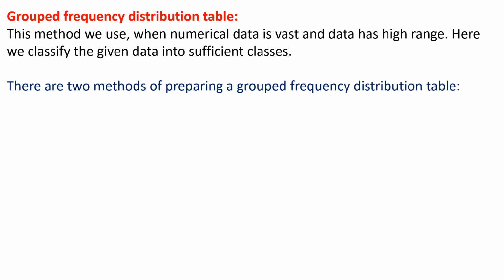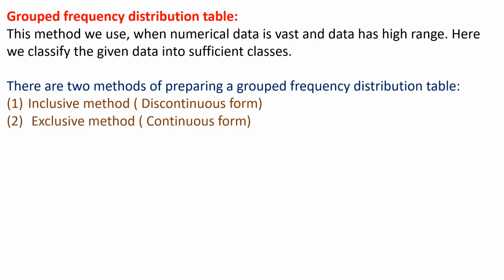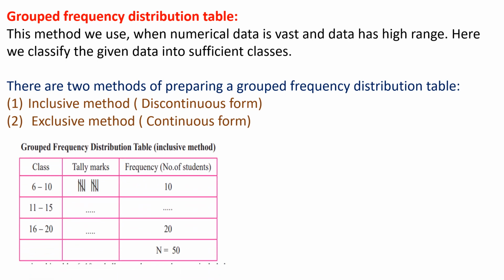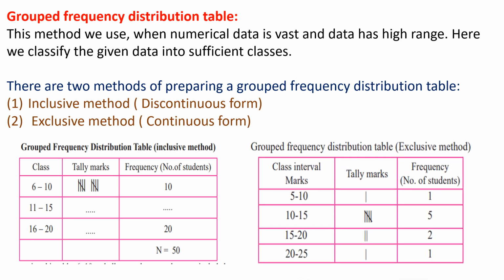Now there are two methods of preparing a grouped frequency distribution table. One is the inclusive method, also known as discontinuous form, and the second one is the exclusive method, that is continuous form. Both these methods give a grouped frequency table, but I'll explain the difference between the inclusive method and the exclusive method. In this example I've shown you the inclusive method, and this one is the exclusive method.